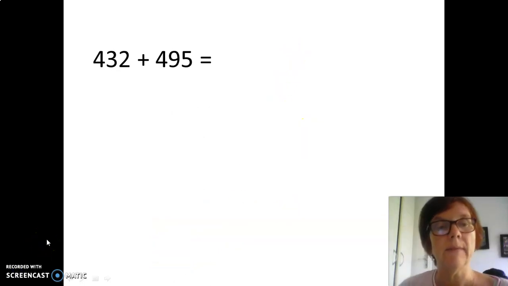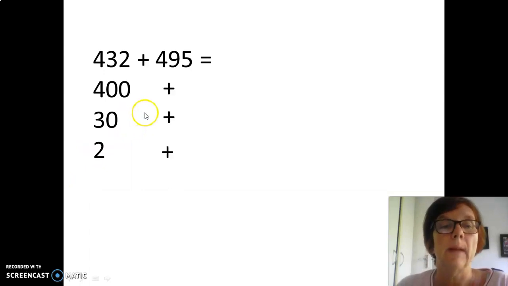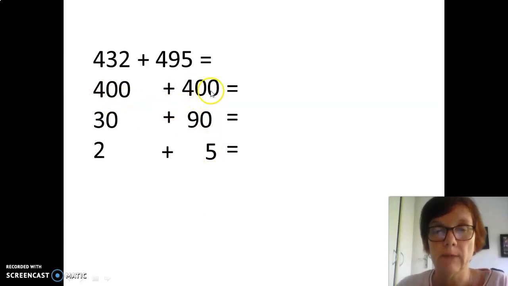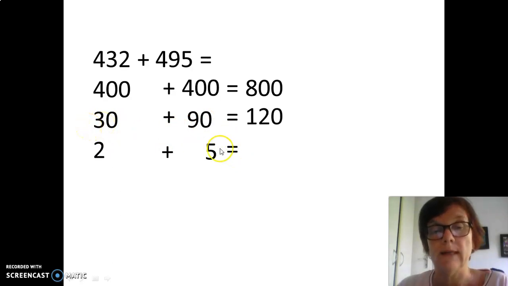Okay, our next sum is 432 plus 495 equals. So 400 plus 400, 800. 30 plus 90, or 90 plus 30. So we go 90, 100, 110, 120. But you can also say 9 plus 3 is 12. That gives you 120. 5 plus 2, 7.